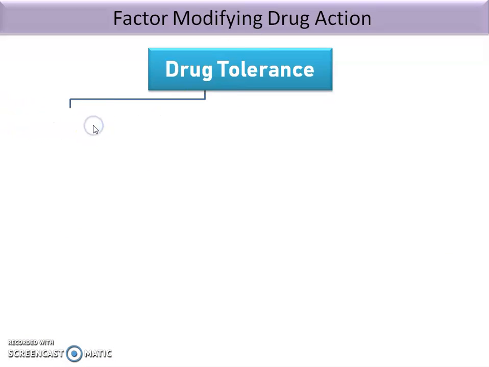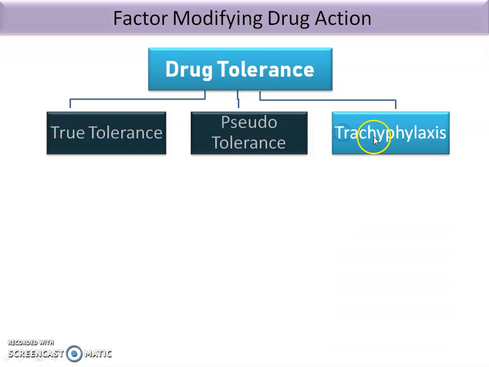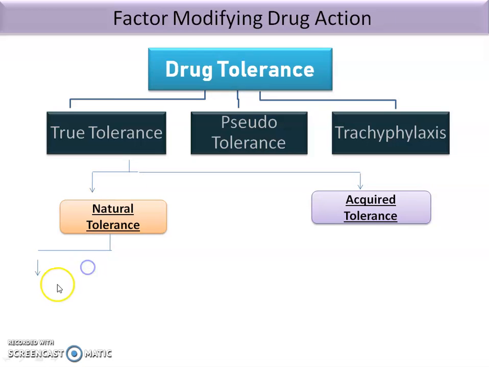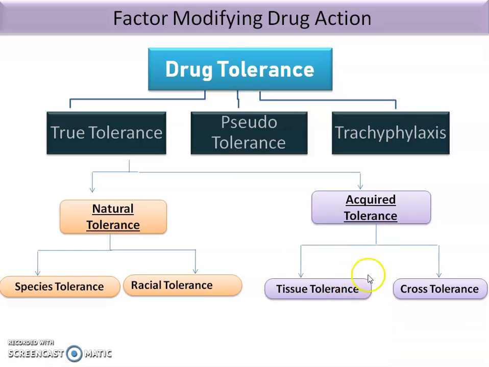The next factor is drug tolerance. Drug tolerance is divided into 3 parts. First is true tolerance, then pseudo tolerance, and third is tachyphylaxis. Then this true tolerance is again divided into two parts: natural tolerance and acquired tolerance. Natural tolerance can be divided into two parts: species tolerance and racial tolerance. And acquired tolerance is again divided into two parts: tissue tolerance and cross tolerance.